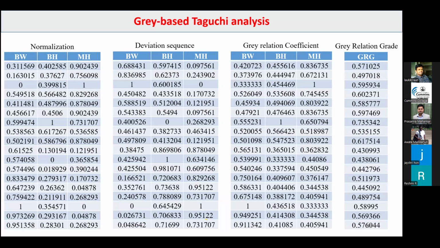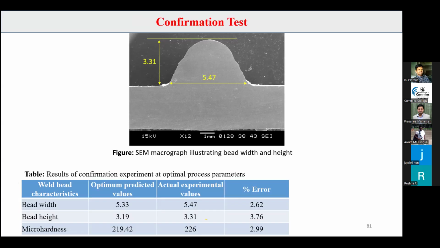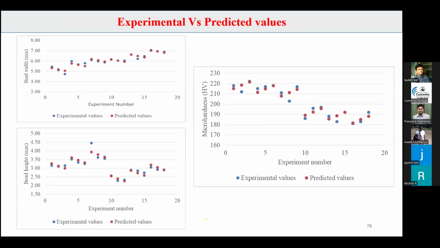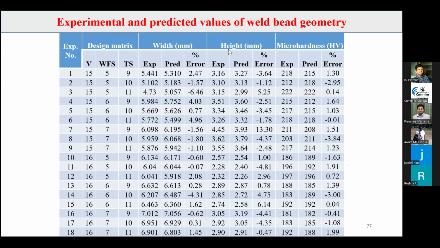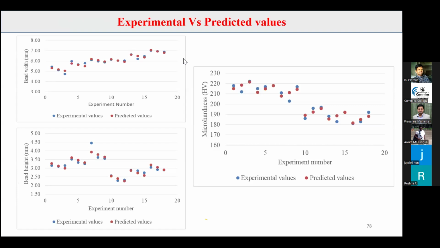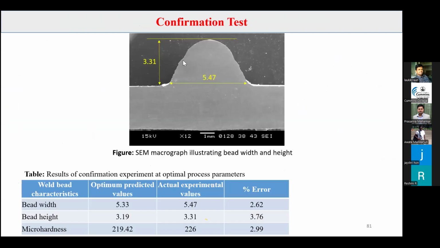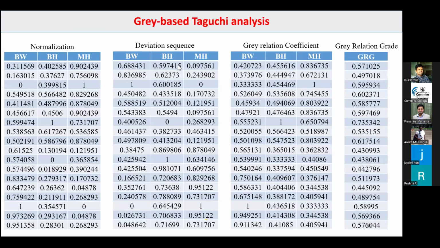After that, I have performed gray-based Taguchi analysis, because in the earlier analysis, what happened? We studied the effect individually. Here you can see width, height, micro hardness. But what is the exact contribution of each parameter? That we cannot identify with this method. So to know the exact contribution of each parameter, that is voltage, wire feed speed, and torque speed, I have done gray-based Taguchi analysis. A lot of formulas are there.